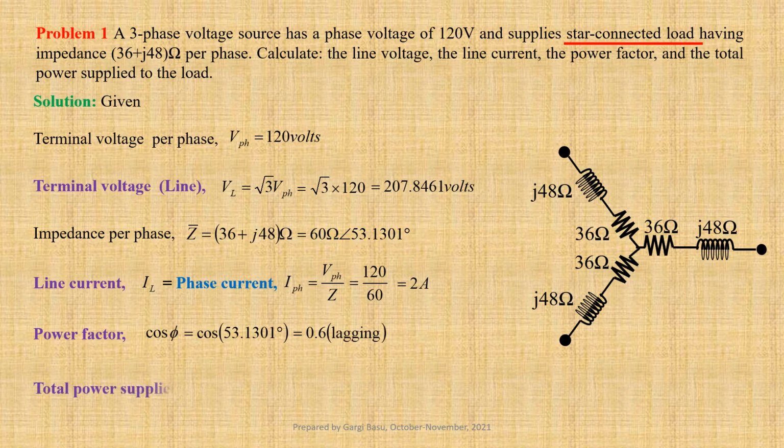Total power supplied to the load P equals root 3 times VL into IL cos phi. Using values we get root 3 into 207.8461 into 2 into 0.6, that gives us 432 watts.